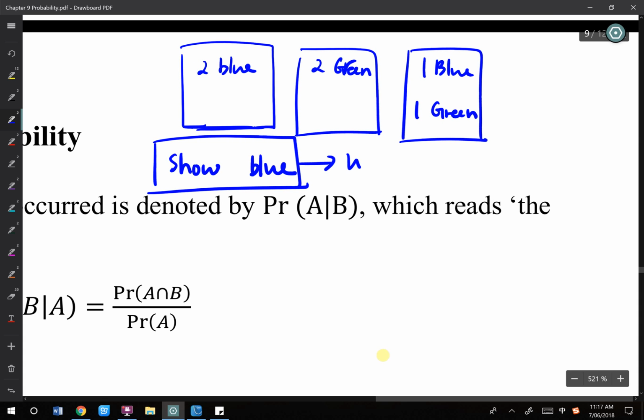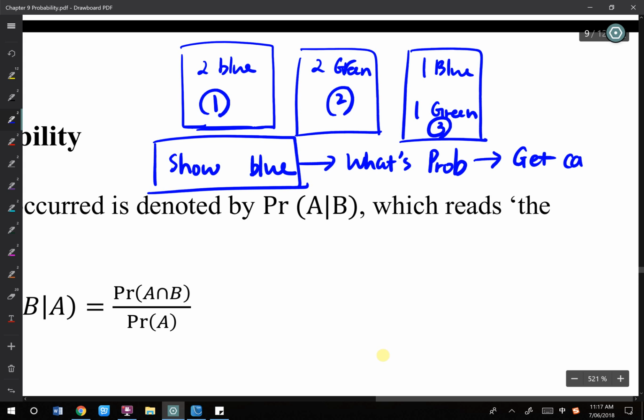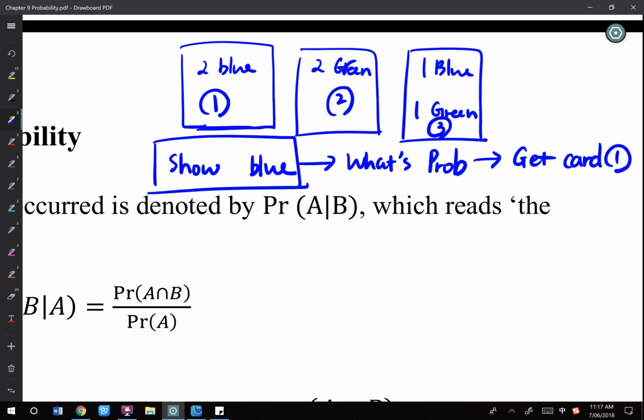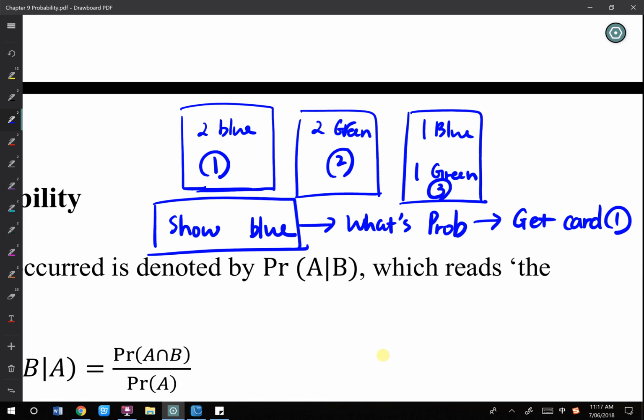And I'm asking, what's the probability that I get card 1? Let's say there's card 1, card 2, and card 3. It shows me blue, and then I ask what's the probability that this card will be card 1. So this is the question. We don't need to do it now; after I finish this exercise, we'll think about it. But do you think this probability will be larger than before, smaller than before, or the same as before? Like we said, 1/3 to get the first card.